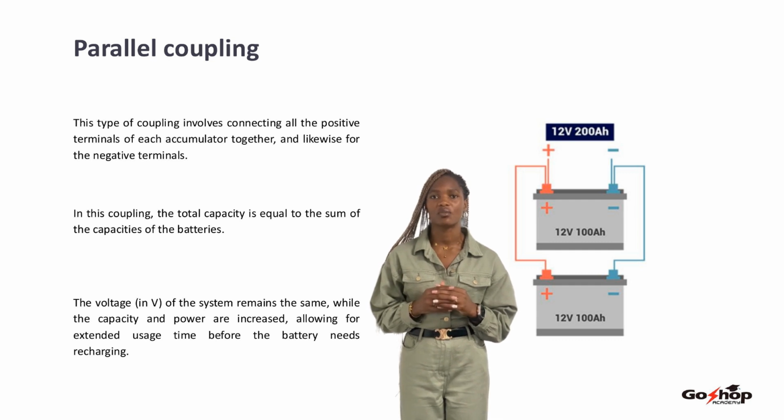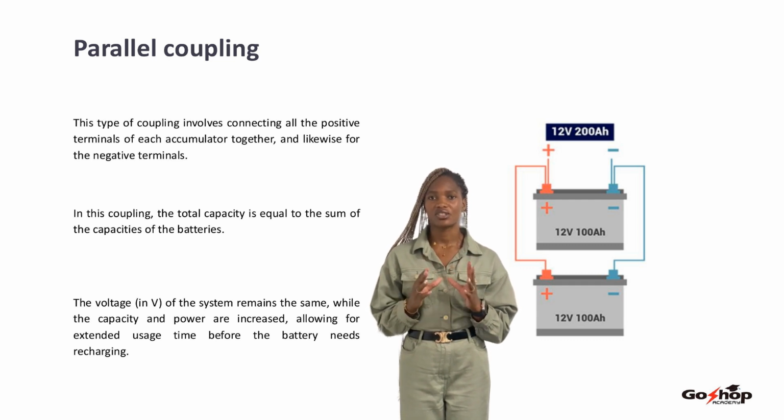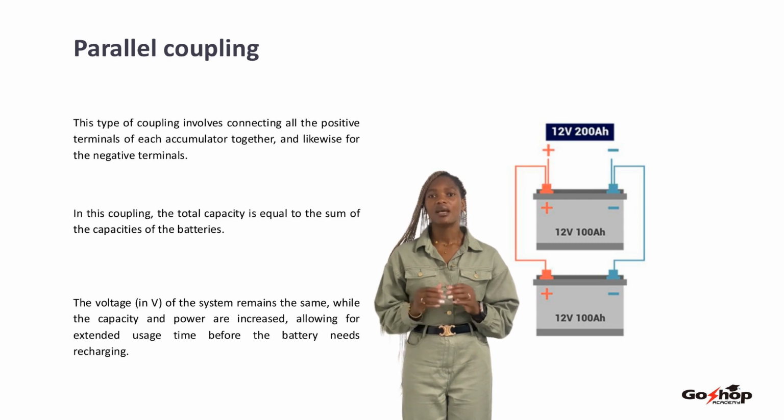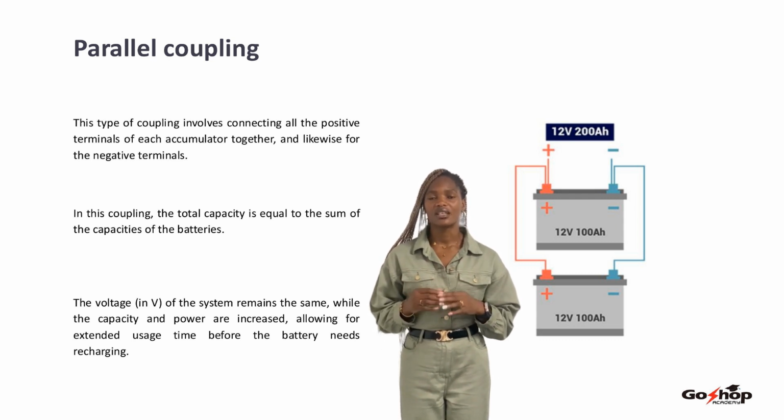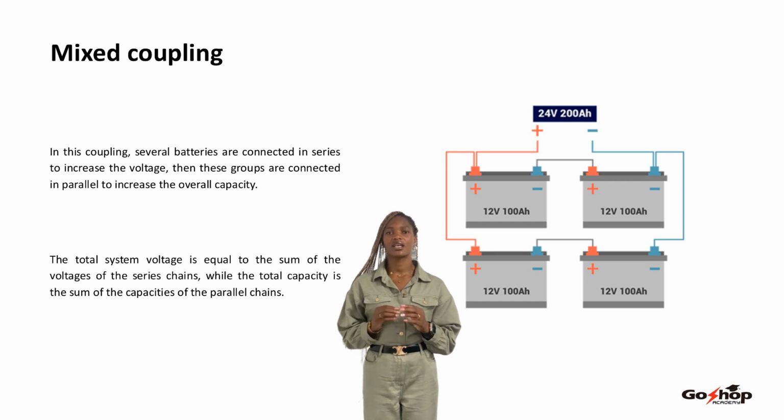Parallel coupling connects all positive terminals together and all negative terminals together. Effect: voltage stays the same. Capacity increases, the sum of capacities. Ideal for longer runtime without increasing voltage. Mixed coupling combines both series and parallel methods. Batteries are connected in series to increase voltage. These series groups are then connected in parallel to increase the total capacity. Result: total voltage is the sum of voltages in each series chain, total capacity is the sum of capacities in parallel chains. The best of both worlds, high voltage and large capacity.